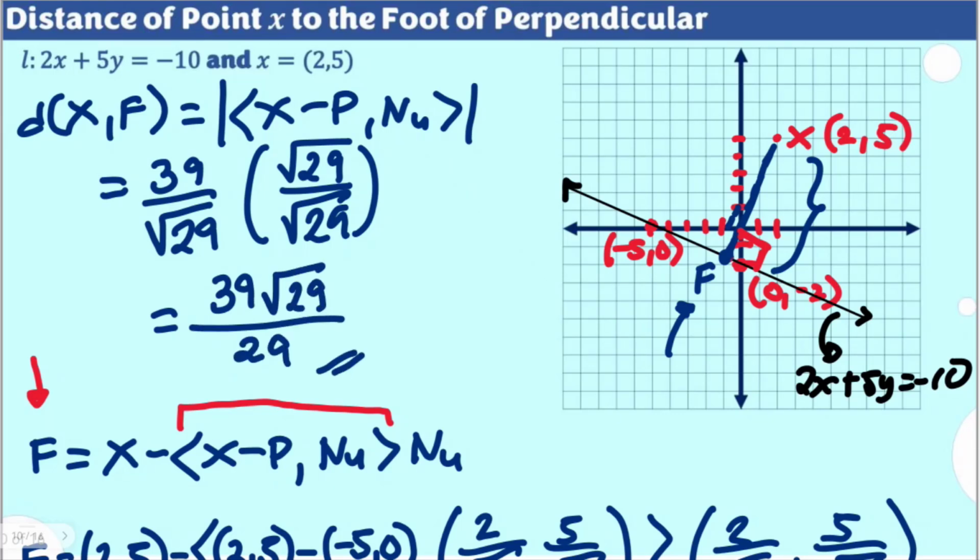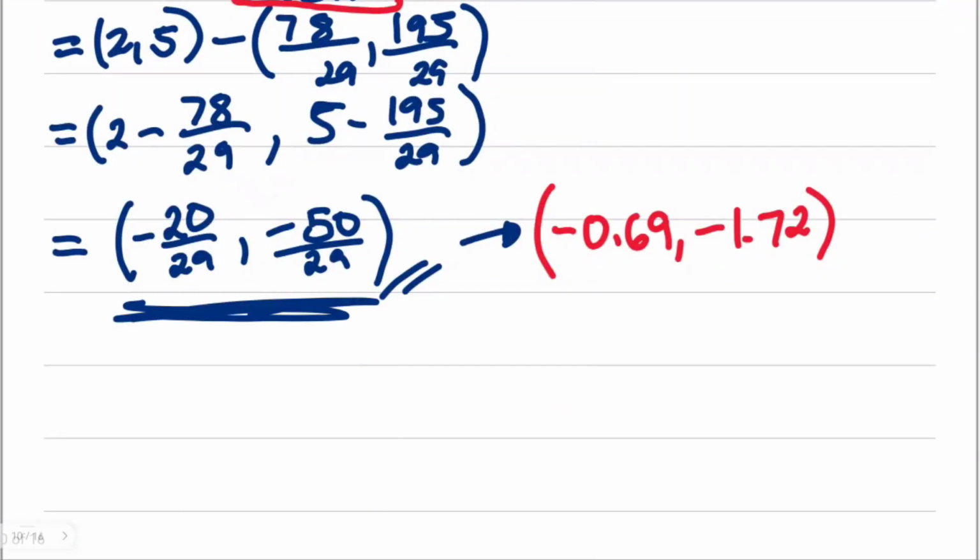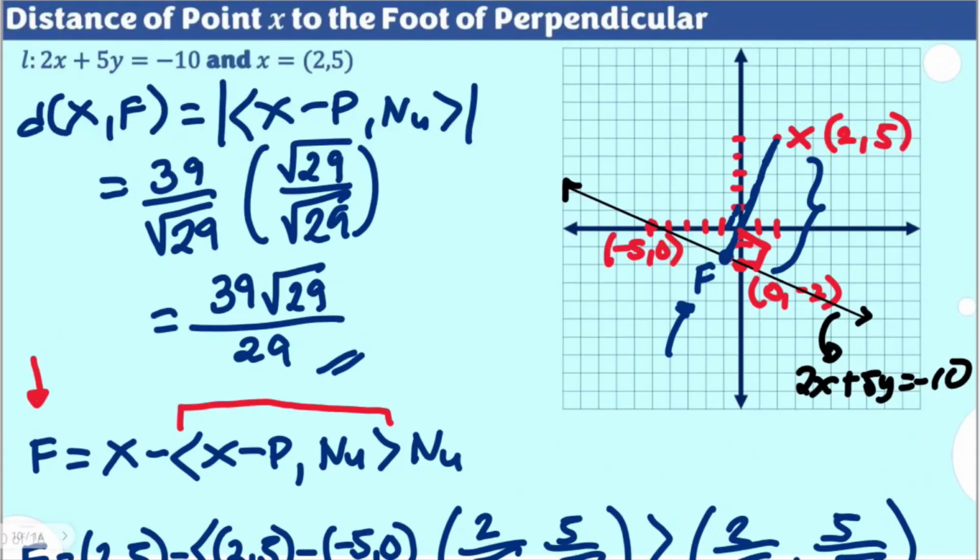This is the distance of x, which is (2, 5), and F, the foot of the perpendicular, which has the following coordinates. I urge you to check this using the distance formula and also get the equivalent value in decimal notation and verify whether your answer is correct or not. But nevertheless, this is the distance of point x to the foot of the perpendicular on this given item.